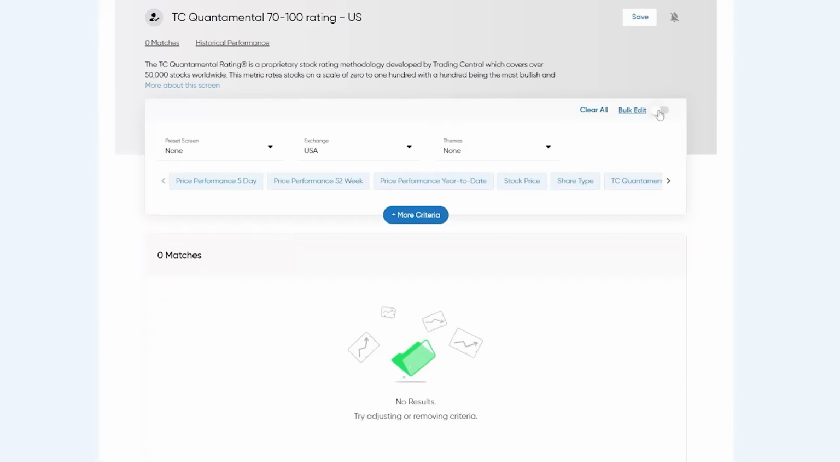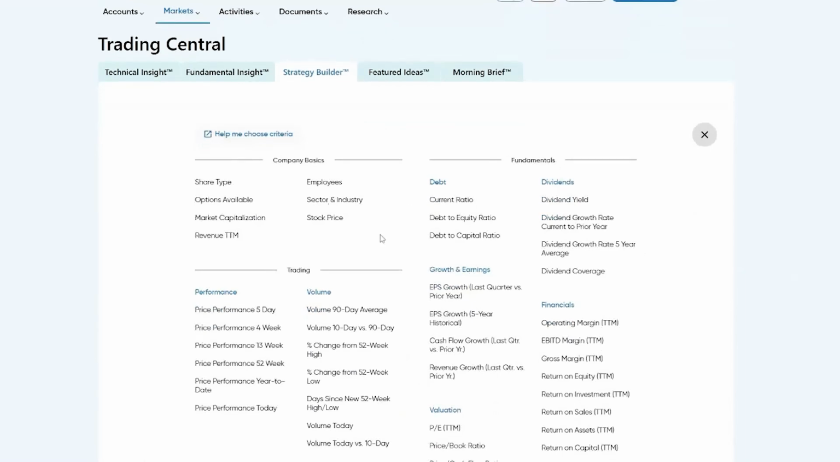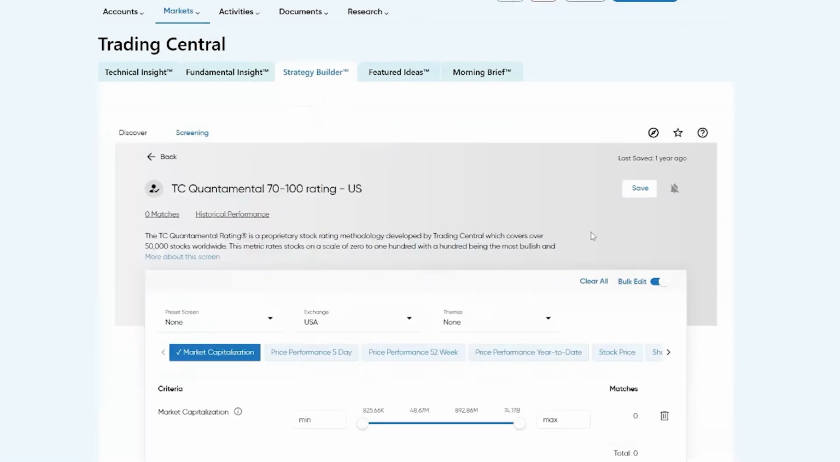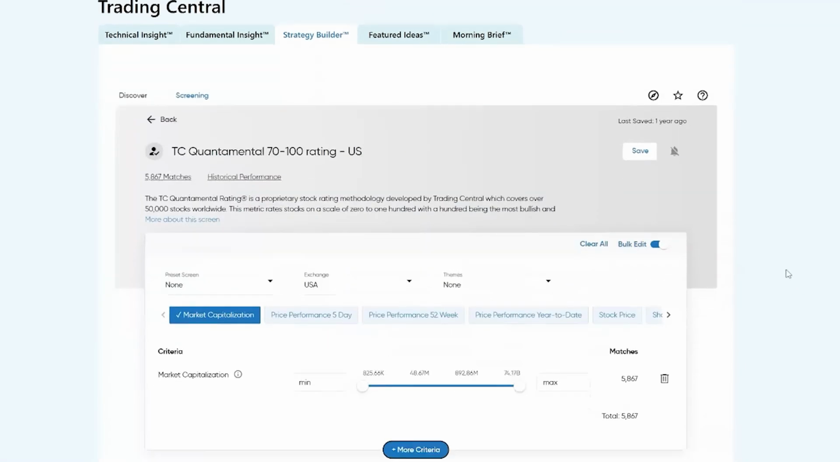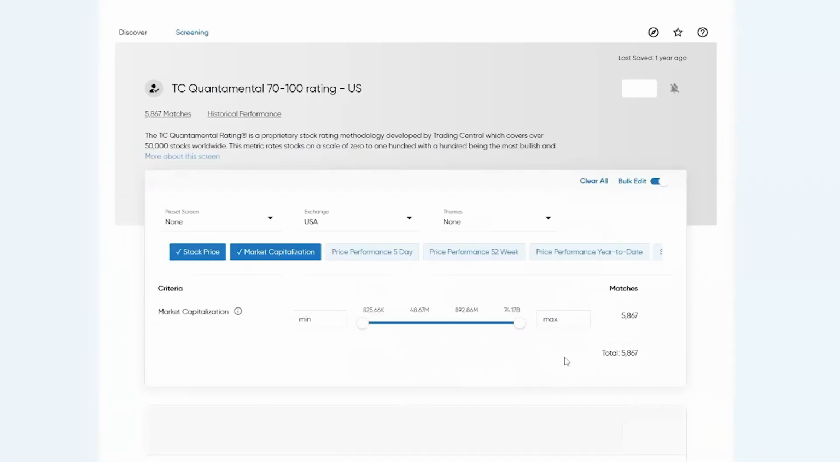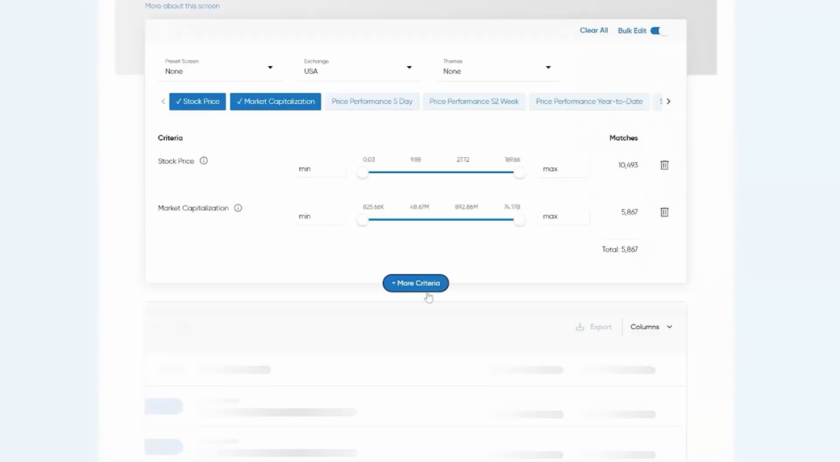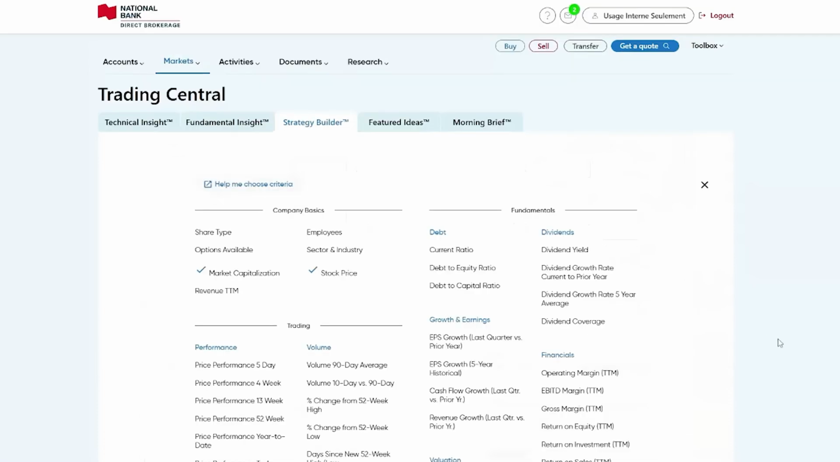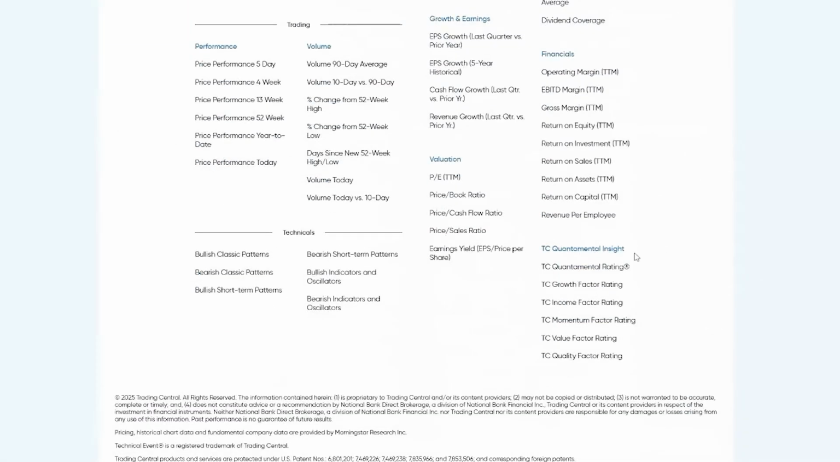I can do this. So if I hit bulk edit, more criteria, I want to focus on, let's say, market cap, because someone has a question about market cap in there. Even stock price, I'll put that in there to avoid some penny stocks maybe. And then I'll add the Quantamental score. But this section down here, Quantamental Insight, that is what I just talked about for the last half an hour. But each individual score or the overall score can be added into your own screen.